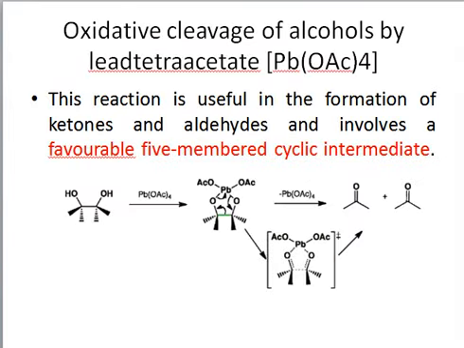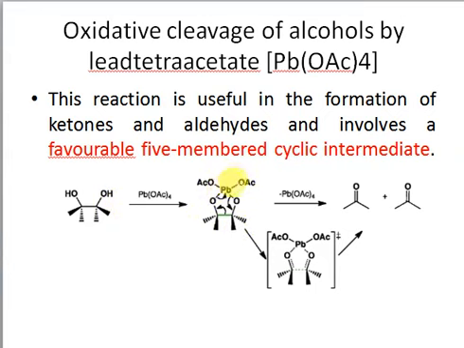So we have now seen that we have used sodium periodate for the oxidative cleavage of diols. However, we can make use of lead tetraacetate as well. Lead tetraacetate works in almost the same manner as sodium periodate, right? So it also involves formation of a 5-member cyclic intermediate, which is shown here. That's an intermediate, and this is the mechanism.